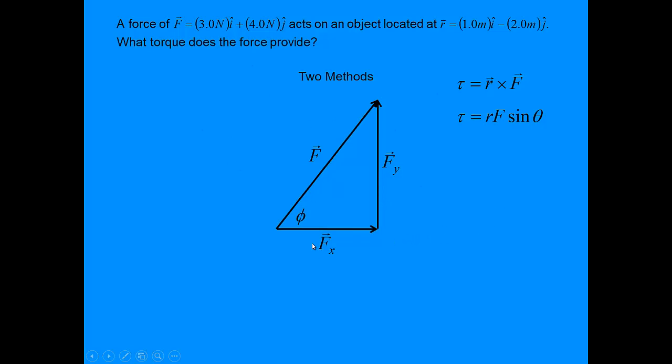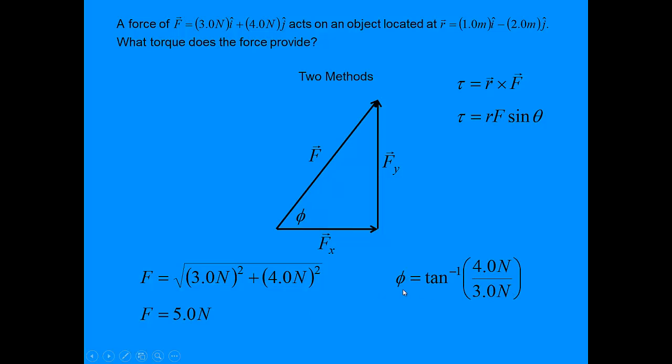This is the angle. I'm going to call this phi because this is not the theta in the equation. This is just an angle we need to be able to name everything later. Well, we happen to know what F of x and F of y are: 3.0 newtons and 4.0 newtons. So we can do a little Pythagorean theorem to get 5.0 newtons for the force. And then we can do a little inverse tangent of opposite over adjacent, and we get 53.1 degrees, keeping an extra sig fig running around until the very end.